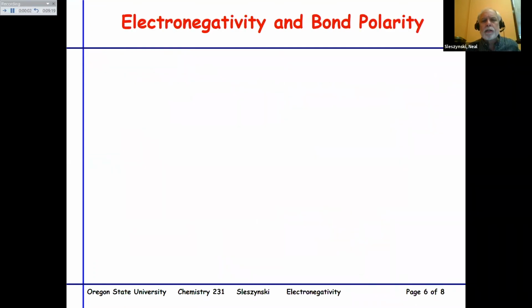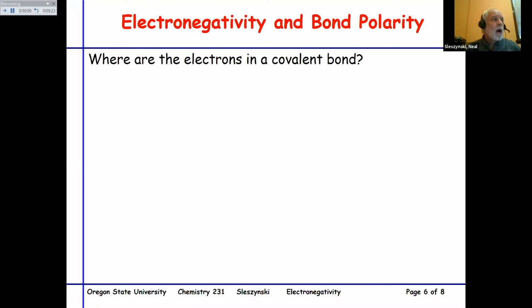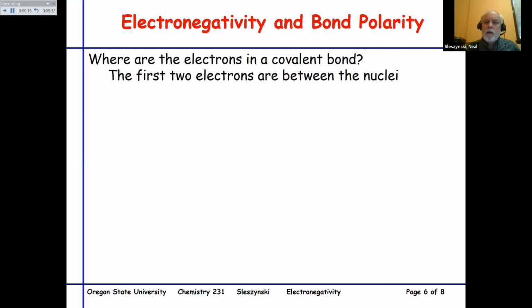So if we take a look at the effect of electronegativity on bond polarity, we have to ask the question: when we form a covalent bond, when we're sharing electrons, where are those electrons going to be found? Well, if we take a look at the first two electrons between nuclei forming covalent bonds, and take a look at the Lewis structure for a simple molecule like water, we'll see that oxygen comes into this bond formation with 6 electrons.